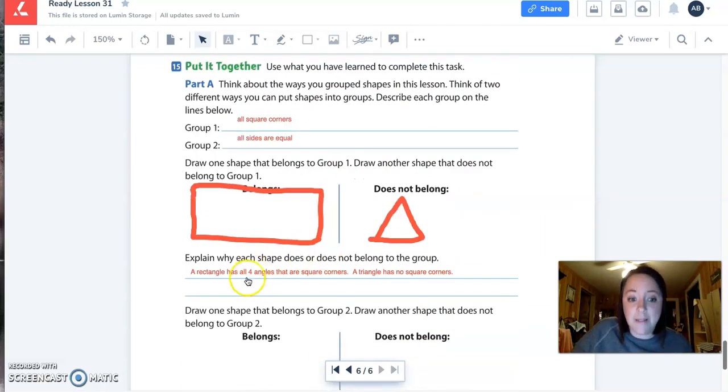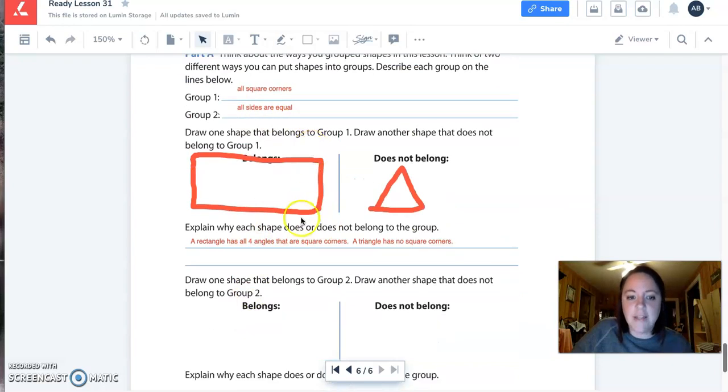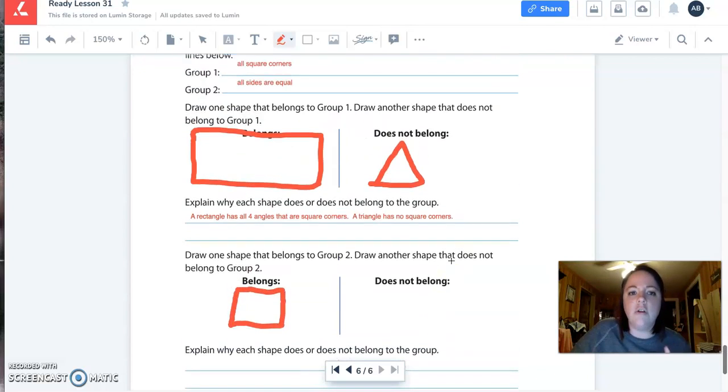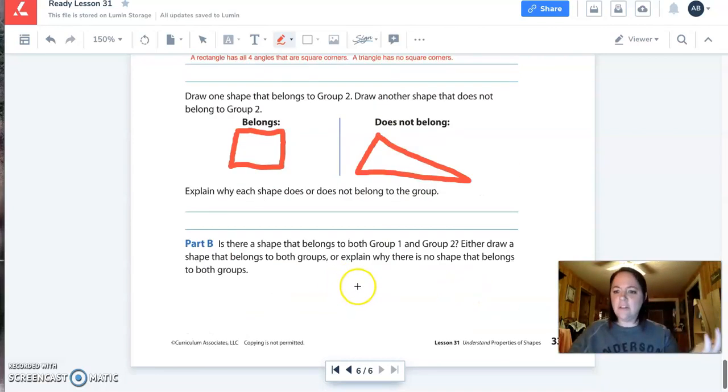Okay, now it wants to know group 2. Group 2, all sides are equal. This is where we can either do a triangle or we can do a square. I say we do a square, and that is a really bad square, but you get it. And now does not belong, which means there are no equal sides. So we could do another rectangle. Looks like that. Or another rectangle, another triangle. Miss Barker is just messing this up today. It's okay. We got it.